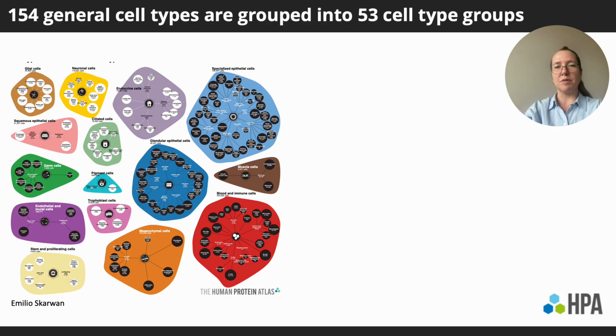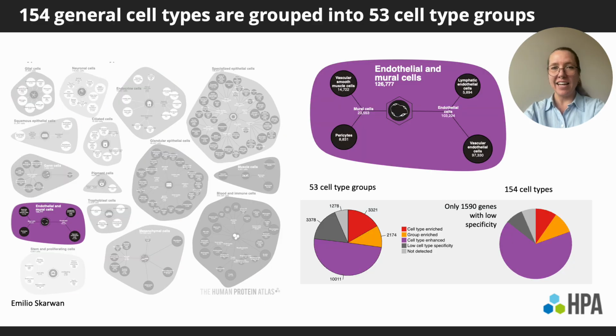And here you can see them with the 15 color codes used for cell class. This is work done by PhD student Emilio Scarvan. And just to further explain this hierarchy, an example is endothelial and mural cell, here as a class, which includes two different cell type groups, endothelial cells and mural cells, where the endothelial cell group includes two cell types, vascular and lymphatic endothelial cells, and mural cells include two cell types, pericytes and vascular smooth muscle cells.